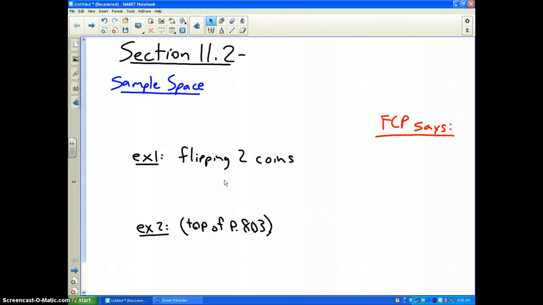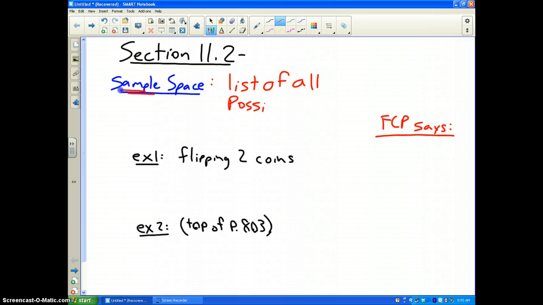All right, here we go with section 11.2, which deals with another topic in probability, called experimental probability. But before we talk about experimental probability, we have to have an idea what the word sample space means. Very simply, sample space is a list of all possible outcomes in a given probability situation.